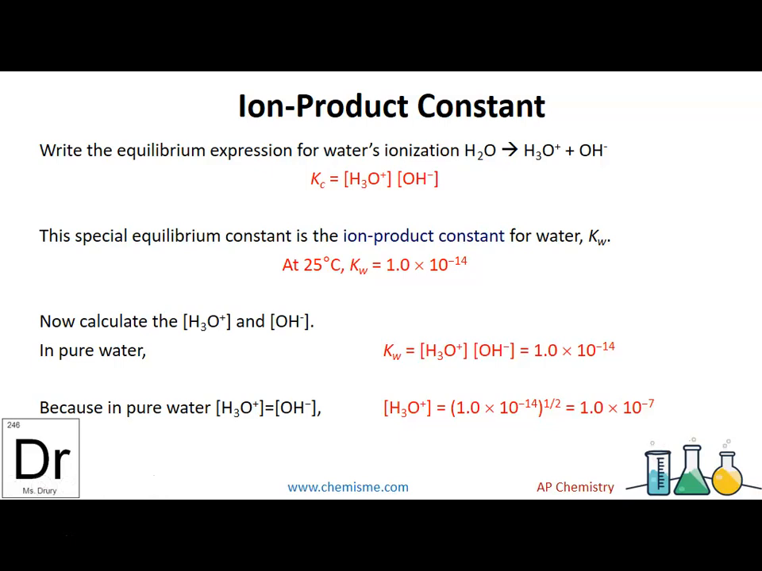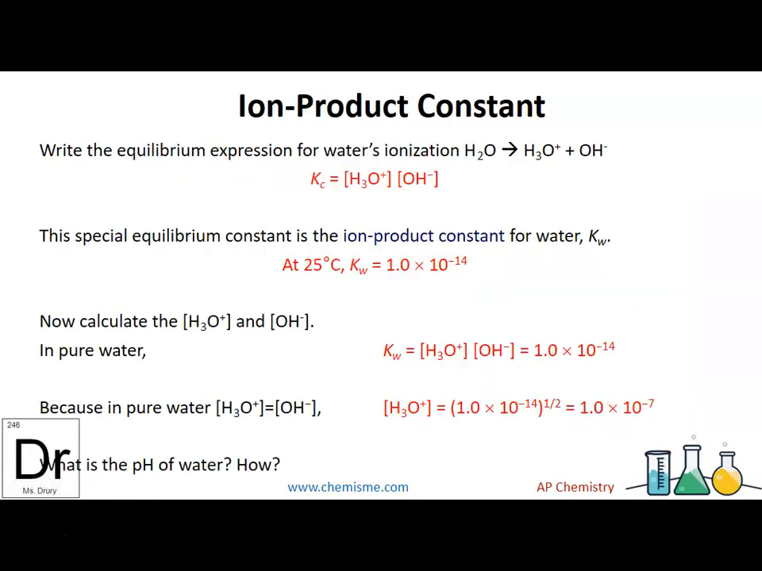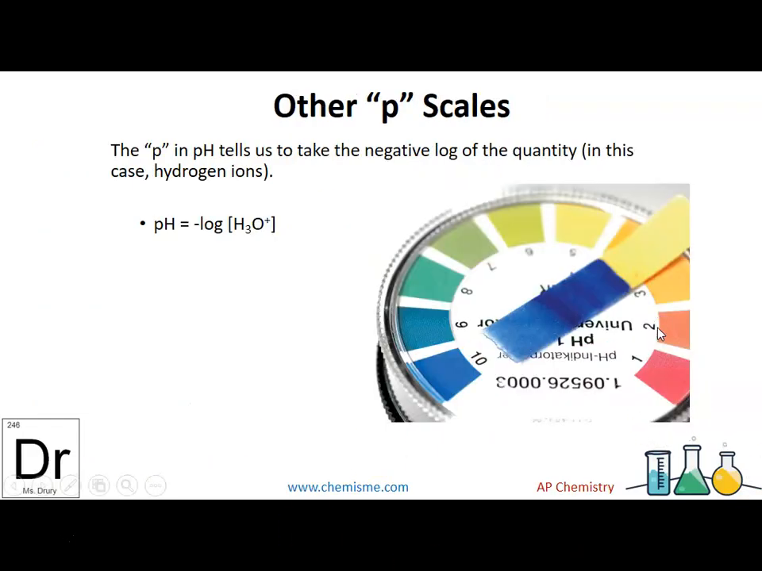That's a very, very small concentration of hydronium ions or hydroxide ions. Very, very, very small. And they're both the same. So what's the pH of the water, and how do you know? The pH is just a shortcut. It's the power of that hydrogen concentration. So the power is 7, right? So the p scales are pretty easy. It's just the value of how many hydrogens you have and the power of that hydrogen.